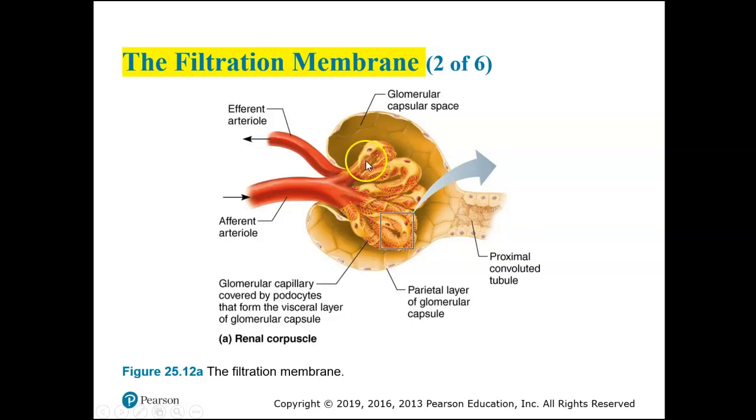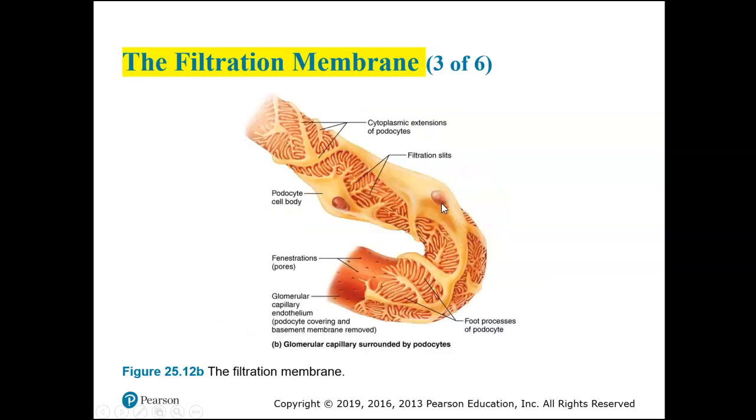So the filtration membrane is formed from the lining of the capillaries of the glomerulus and the lining of the visceral layer of the Bowman's capsule. So blood is filtered through using the pressure of your blood pressure. Blood is filtered through the glomerulus into the Bowman's capsule. And so that's what we call the filtration membrane.